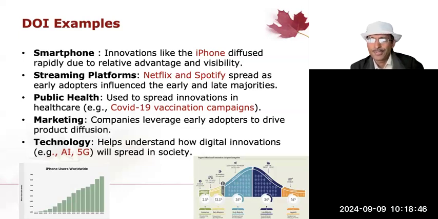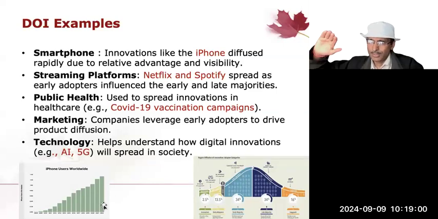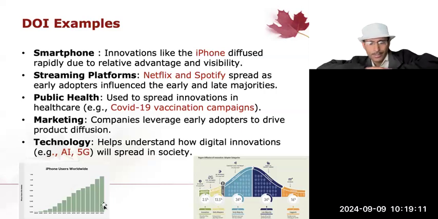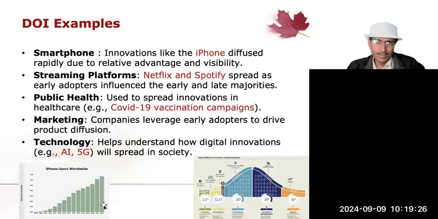The iPhone diffused rapidly due to relative advantage and visibility. And here is a picture of iPhone use worldwide. It kept growing, with buyers growing until 2023. But again, there will be the S-curve and it will go down. Netflix and Spotify are streaming platforms. Once they were released, they were adopted by many. And maybe there is an S-curve and the process is slow. When ChatGPT was introduced, within a few days or weeks, millions of people tried to use it, subscribers are there, and the share value is going up.